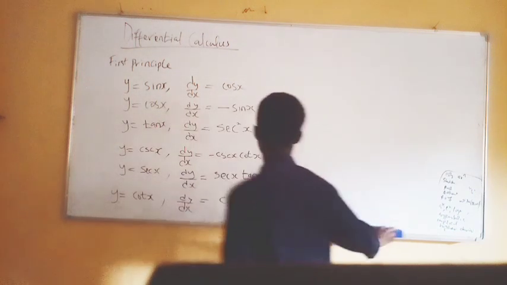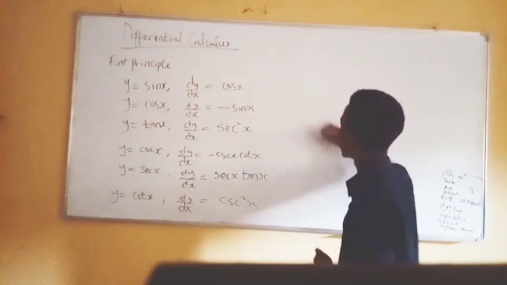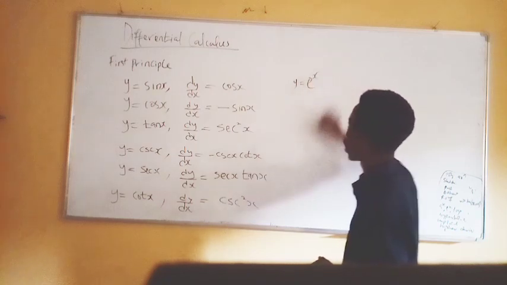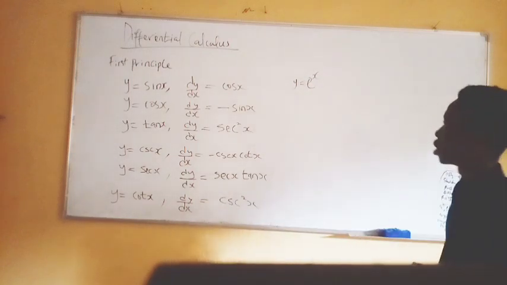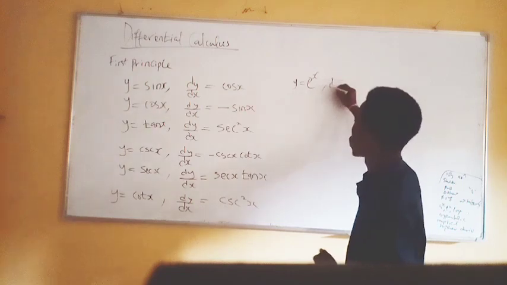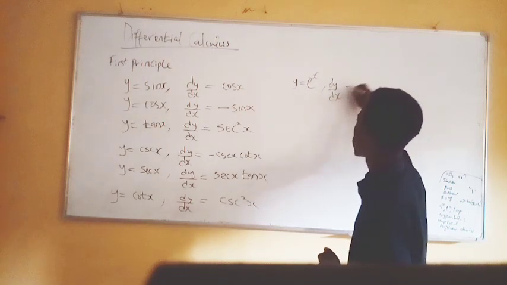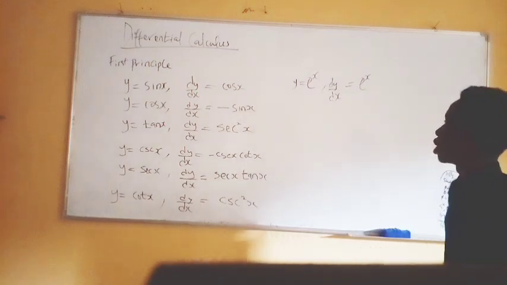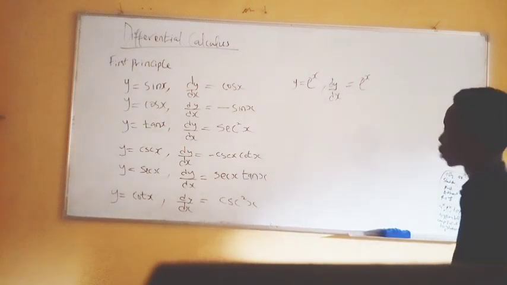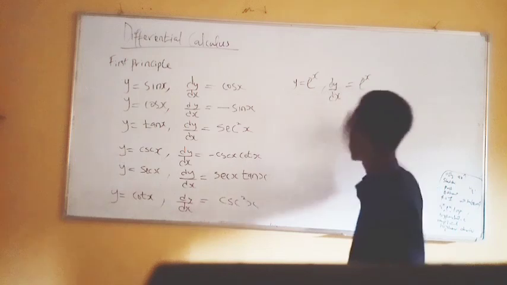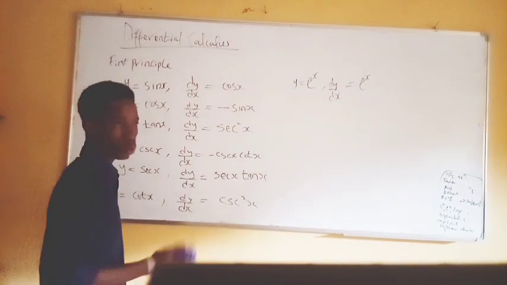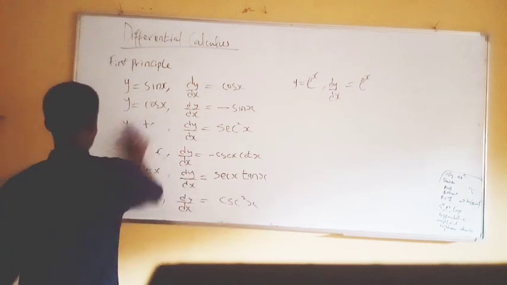Okay, we also have, if y is equal to the exponential of x, e raised to x, this natural number, if we differentiate it, we get the same thing. That's the beauty about this one. If you differentiate this, you get the same value here. There are others, but we'll see all of them as we go on in this video.